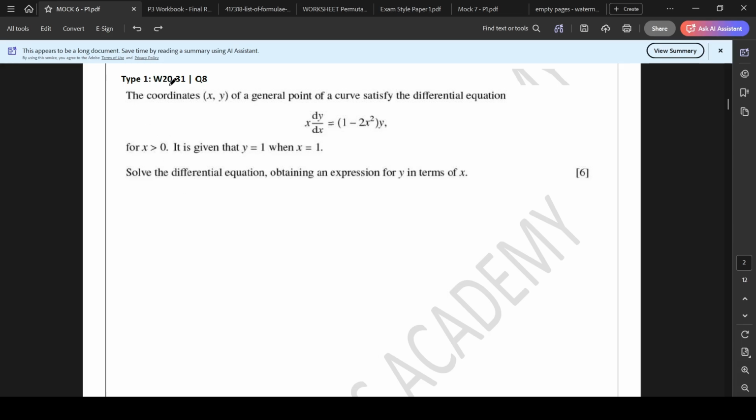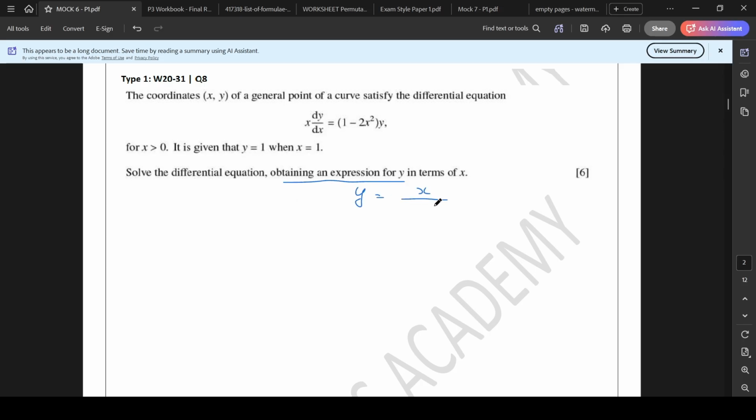So this question is coming from October/November 2020, Paper 3 Variant 1, and this is the 8th question of the paper. We are given a differential equation which we have to solve, and we are given the condition that x has to be positive, and when x equals 1, y is equal to 1. We can utilize this condition to find the value of the integration constant and eventually obtain an expression for y in terms of x.